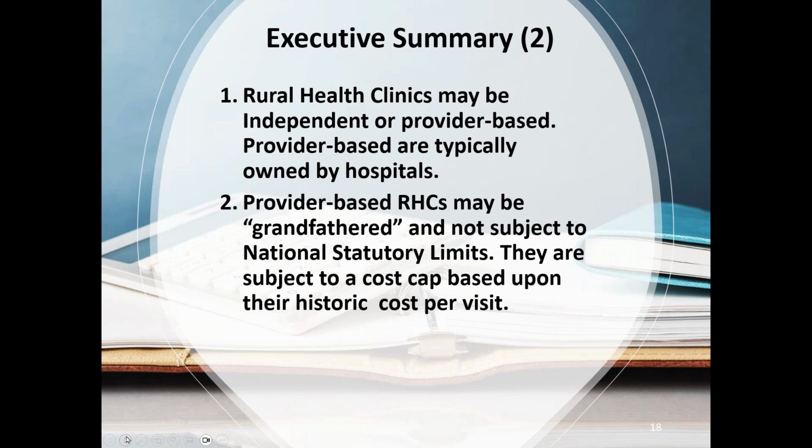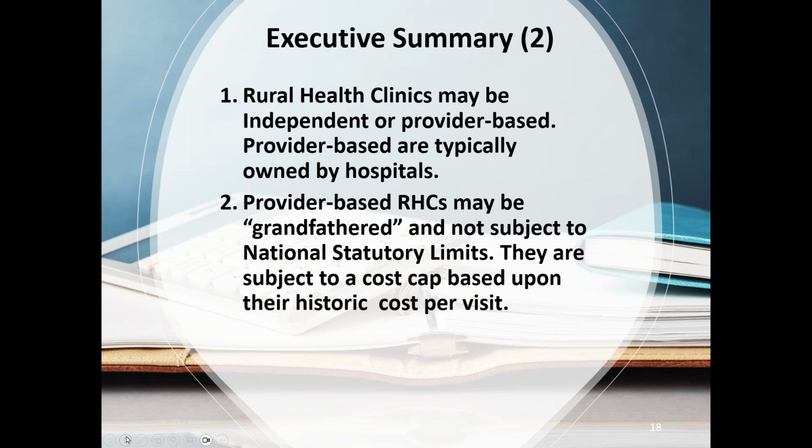RHCs can be either independent or provider-based, and provider-based may be either grandfathered or subject to the national statutory limits. If they're grandfathered, they were a rural health clinic in 2020 or had an 855A in the pipeline by December 31st, 2020, and they will get what's called a grandfathered RHC rate. Those are subject to a site-specific cap for that particular rural health clinic. That applies to provider-based RHCs.